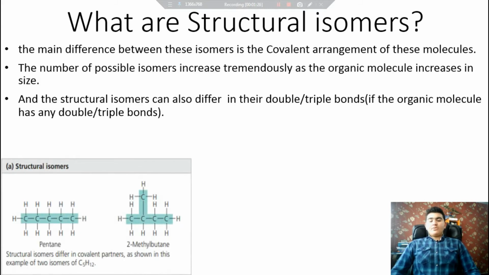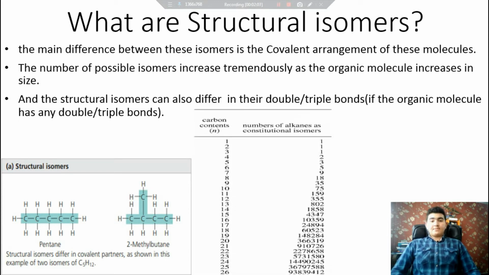Okay, so both of these molecules have the formula C5H12, but they differ in their covalent arrangement of their carbon skeleton. Okay, so one, as you know from our previous video, is straight and the other one is branched. Okay, and as you might have found out, the number of possible isomers increases tremendously as carbon skeletons increase in size, as shown in this picture.